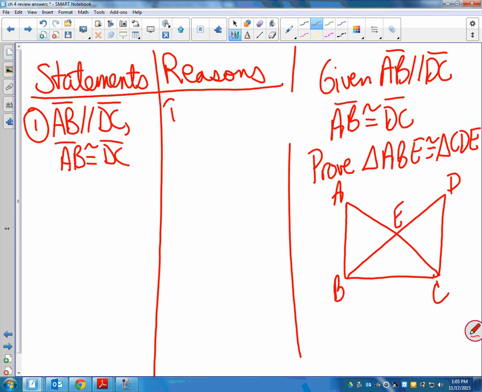Right, so the first one is always our given. If you really want to spread out your given as two separate things, you can. So they tell me that AB is parallel to DC, and they also tell me that AB is congruent to DC. So I have one side. If I'm trying to prove triangles are congruent, I've got to find two more things, sides or angles, to go with that. It's going to be one of the four things.